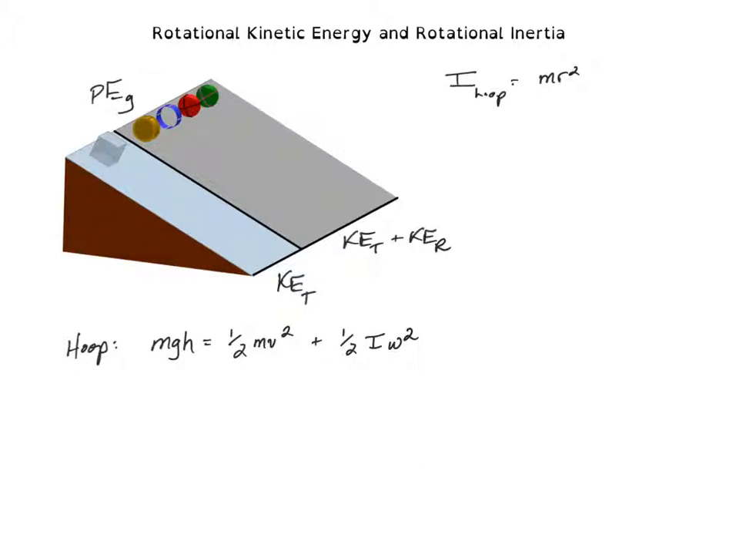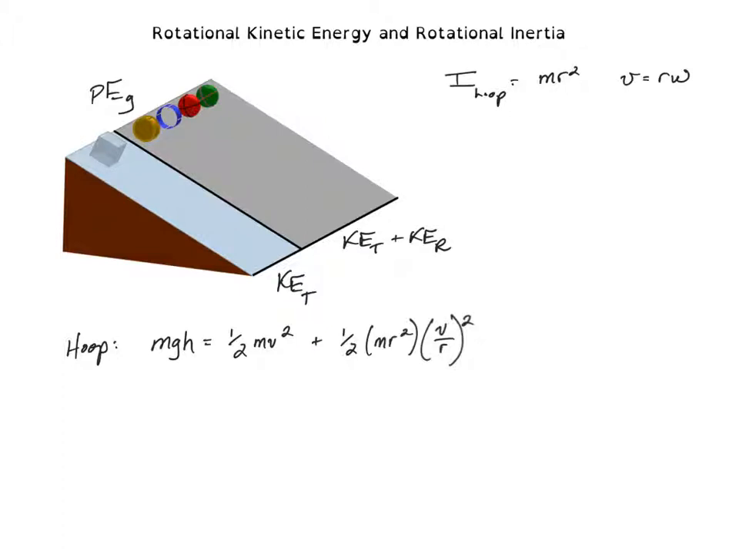Okay, but I also know that my translational velocity is radius times omega. So what I'm going to do is erase this stuff here and plug in these new variables. I'm going to plug in my equation for moment of inertia, and I'm going to plug in omega in terms of translational velocity.